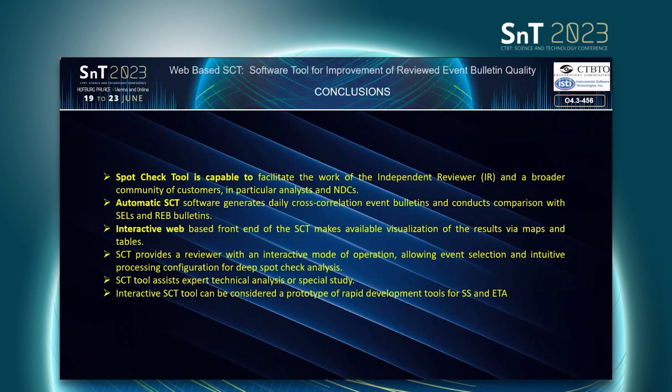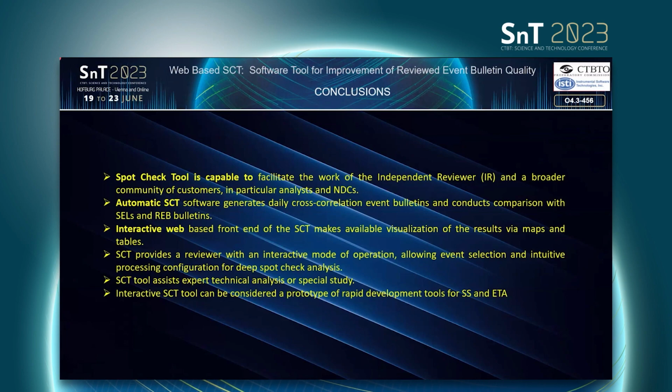So now let's switch to the conclusions. They're here. The spot check tool is capable of facilitating the work of the independent reviewer and the broader community of customers, in particular analysts and NDCs. The automatic SCT software generates daily cross-correlation events and conducts comparison with SEL and REB bulletins. That works right now. As we are talking, the computer is running.